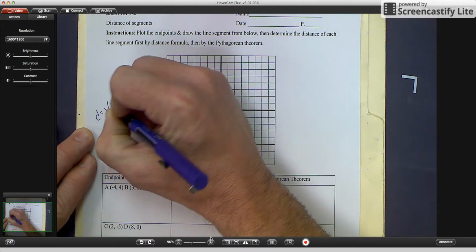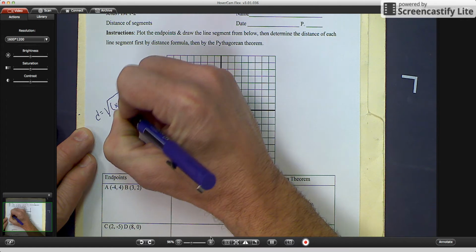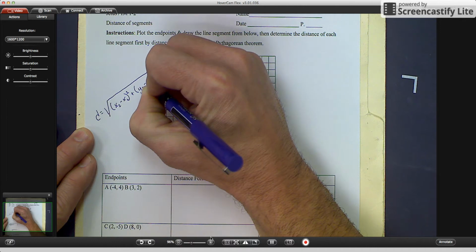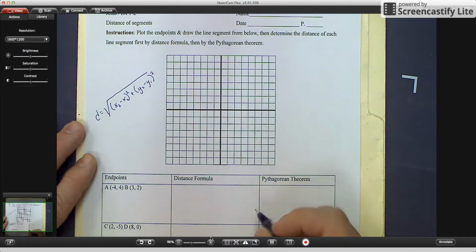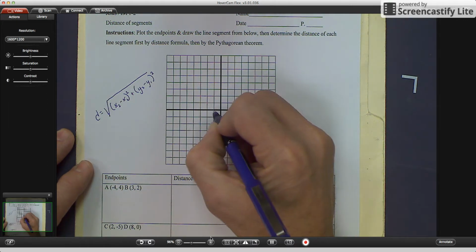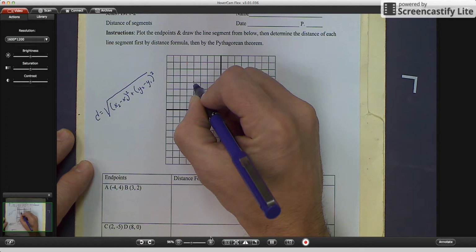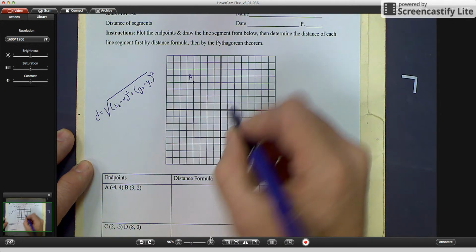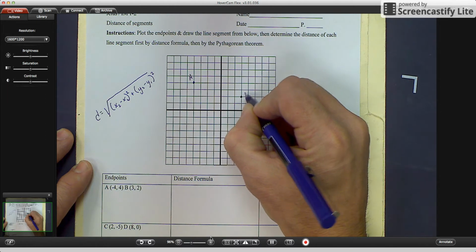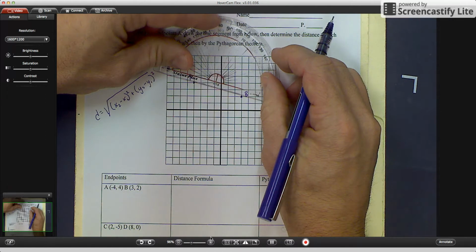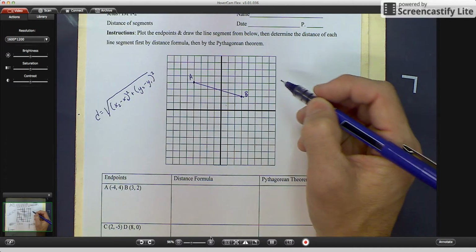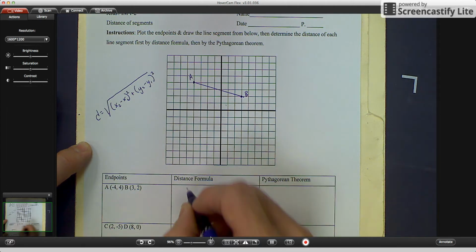D is equal to the square root of x2 minus x1 squared plus y2 minus y1 squared. And actually, we don't even need to plot the points, but we will for the distance formula. Negative 4, 1, 2, 3, 4, 1, 2, 3, 4. Label it A. B is positive 3, 1, 2, 3, positive 2. B. I'm going to have my straight edge so I can make a nice clean line segment here. And then I'm going to figure out the distance using the distance formula.